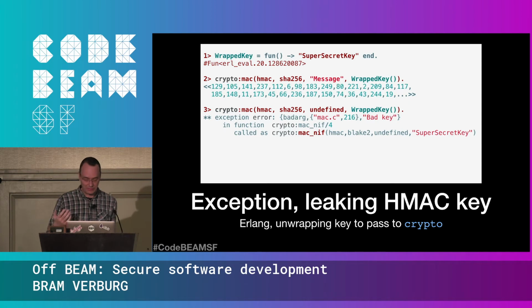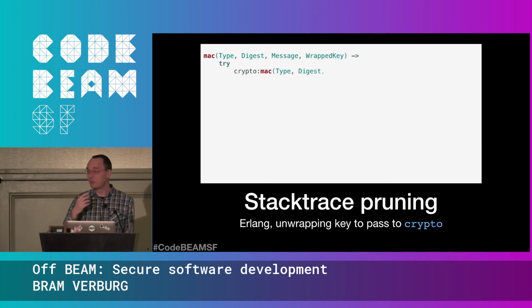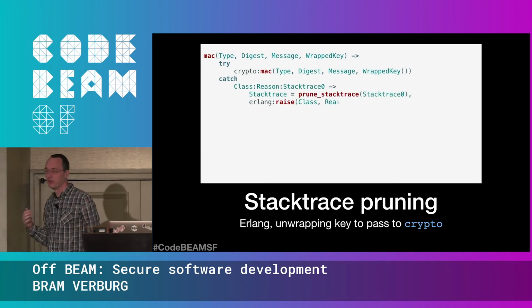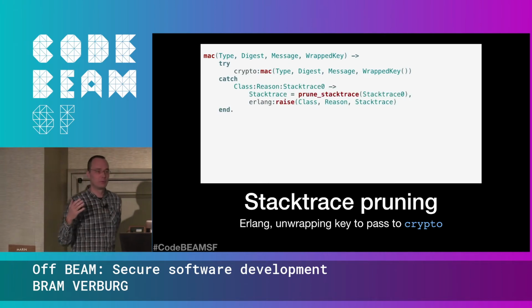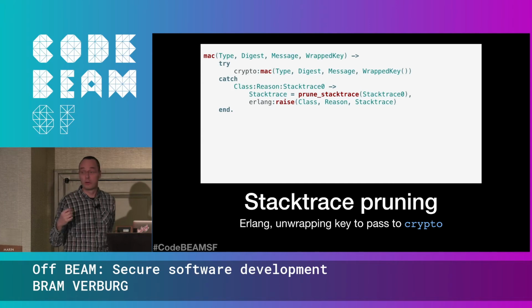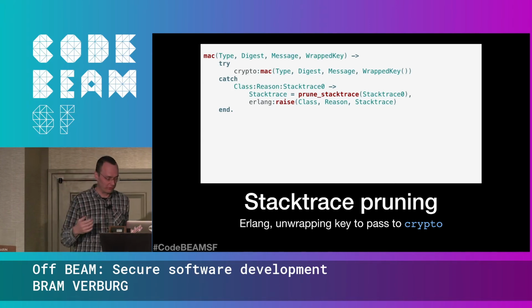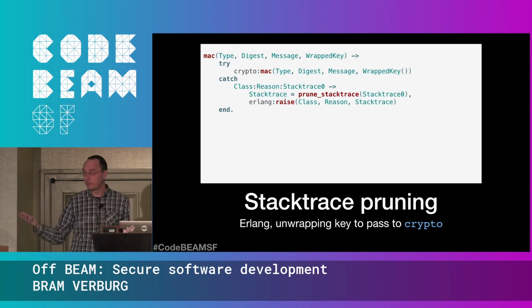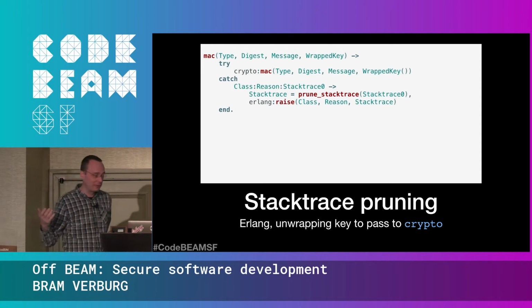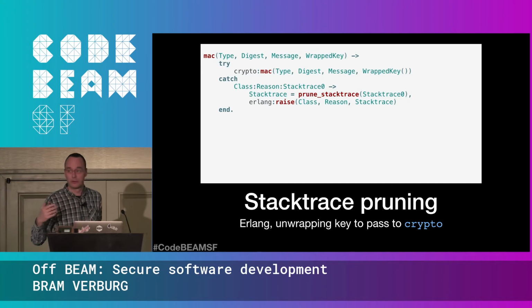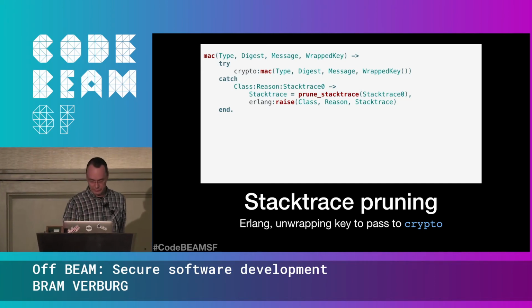Now, there's a way to prevent this, and that is by purging the arguments from the stack trace. If you've used Erlang for a while, you probably remember that until not so long ago, arguments were not shown in stack traces at all. The stack traces would only show the arity of functions. And it's possible to go back to that old behavior by writing a little wrapper around your call to a function that doesn't support wrapped keys or wrapped secrets.